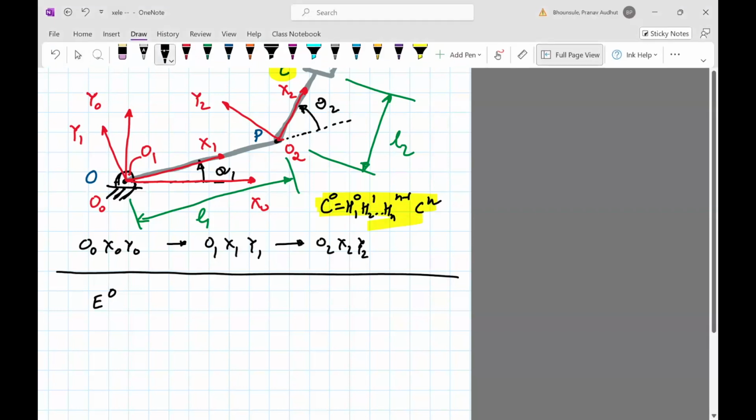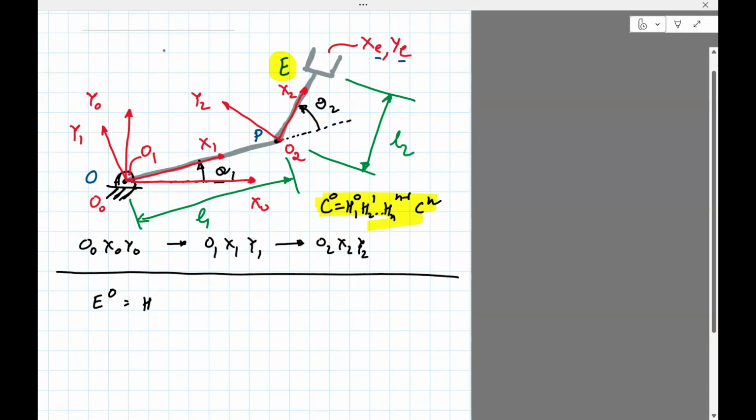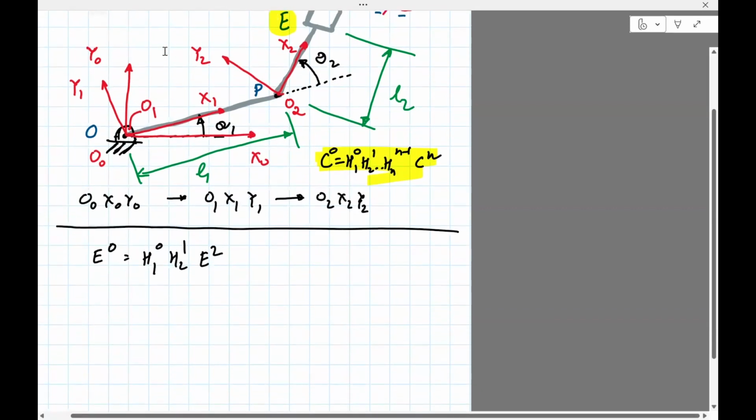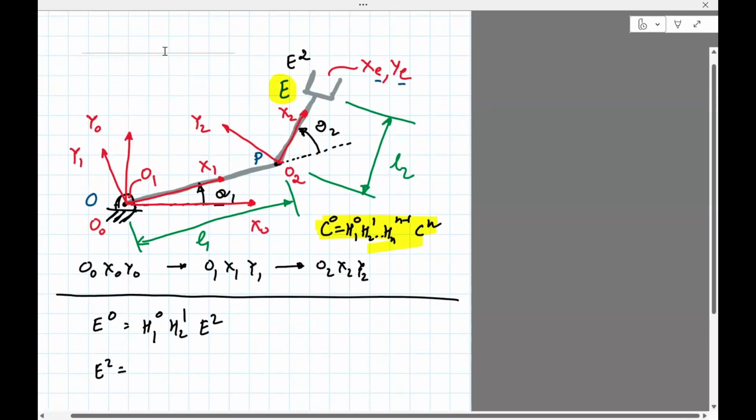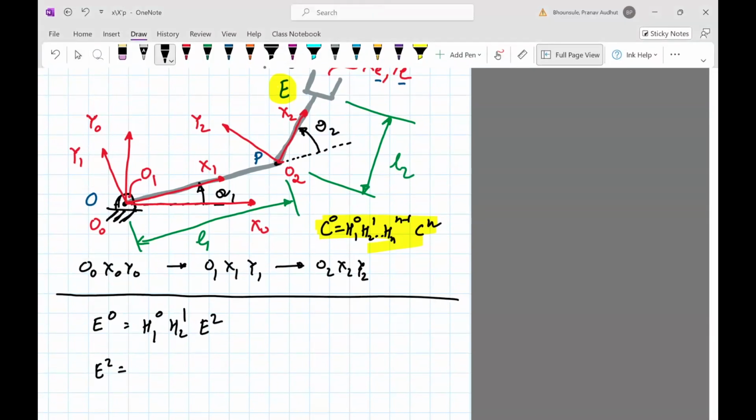So if you want this, what we do is E0 is, to get from here, this E, by the way, is in frame 2. So I will write it as E2. So I need to go from E0 to E2. So clearly I need H1^0, H2^1, E2. Okay, so let's try to write these things down. What is E2? E2 is the position of point E in frame 2.